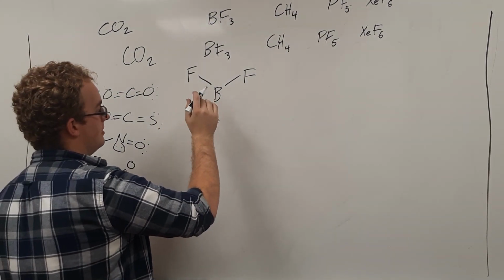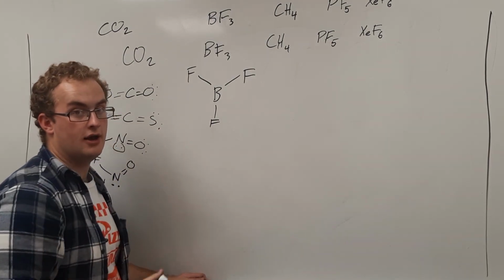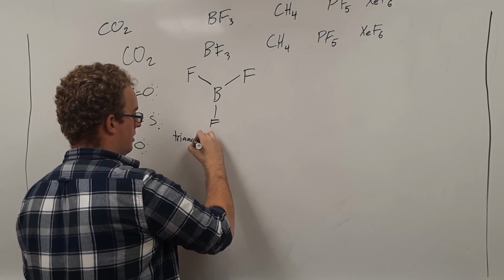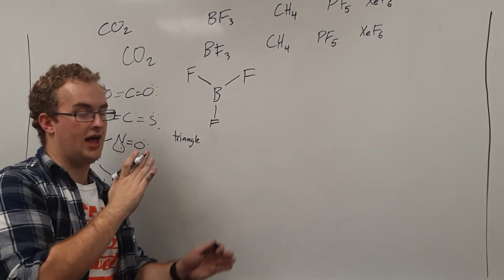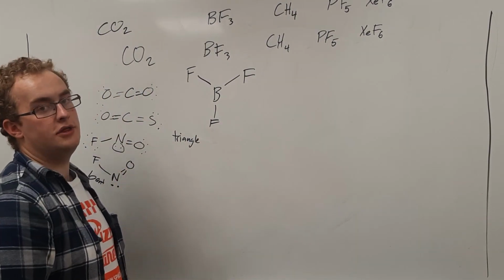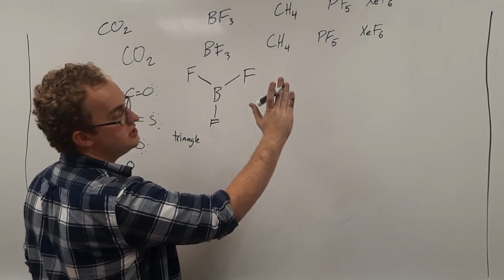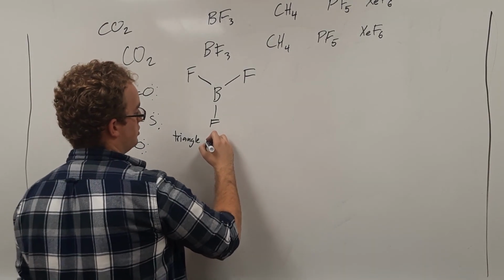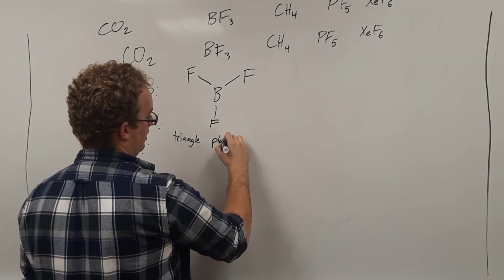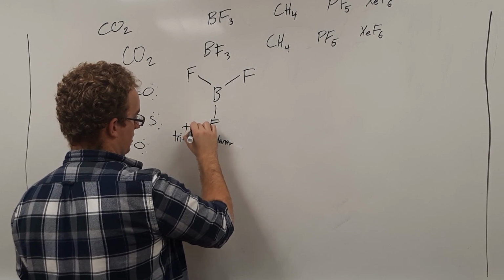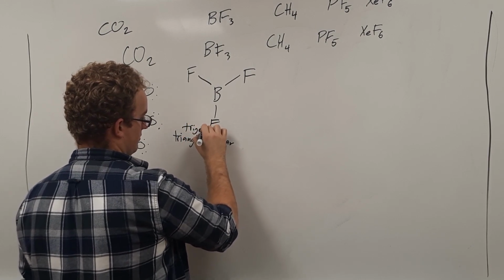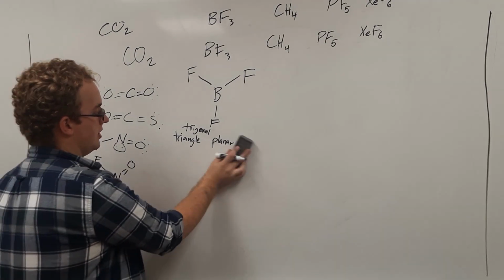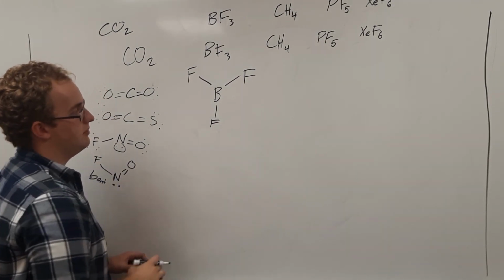This is trigonal planar. Essentially, you can think triangle, and planar just means it's flat. It's on a thin plane. If I could hit all of these with one sheet of paper, then it's on a plane. This is trigonal planar, and that's what this shape is. You can think of it as a flat triangle.